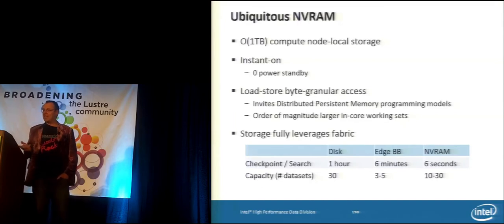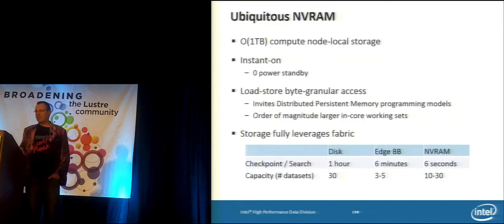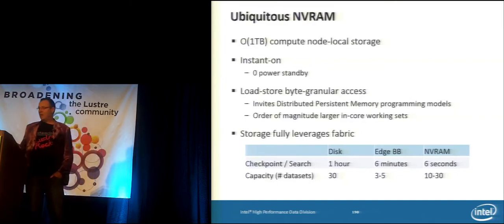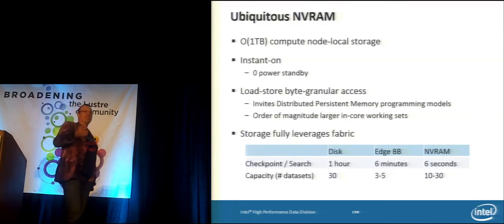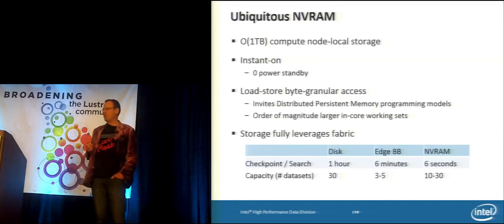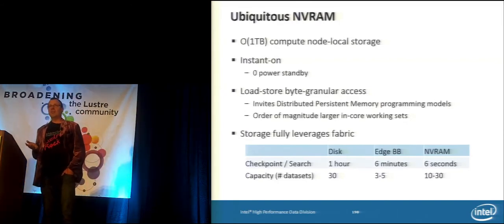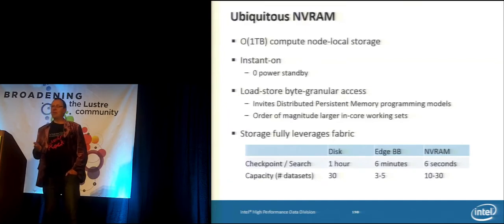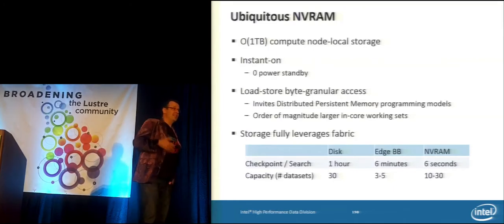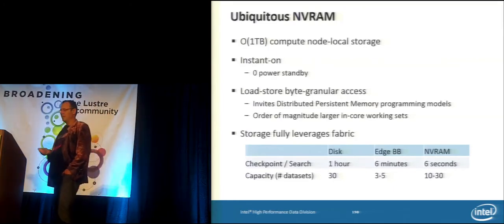The number of data sets that I can afford to store on my global file system is tens of working sets. In my burst buffer on the edge of the system, they're typically being spec'd at 3 to 5 working sets. But a machine configured with considerable quantities of NVRAM could once again get you back to an order of magnitude, or 10 to 30 odd working sets.